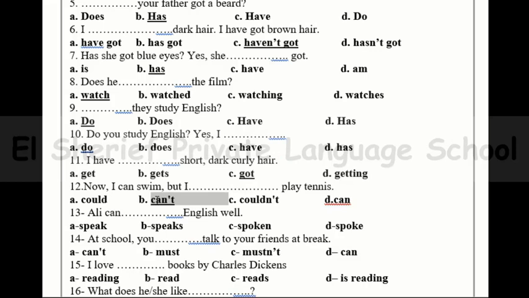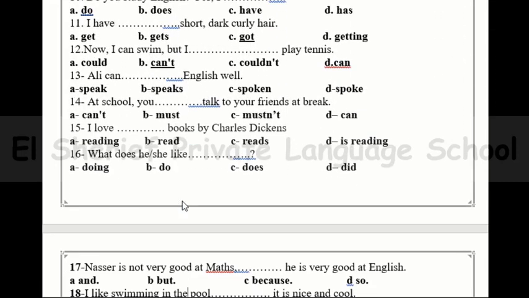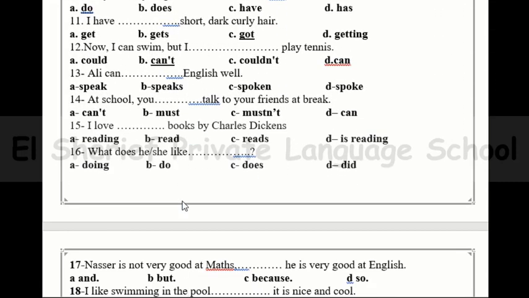And number 13: Ali can English well. So after can or can't, I am going to take the base form of the verb, and here the base form of the verb is speak, yes.